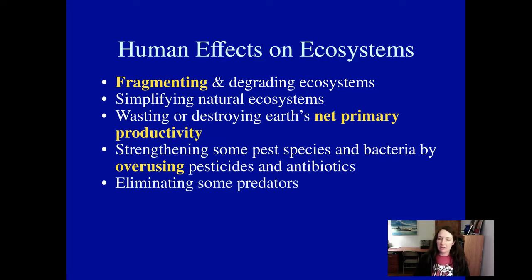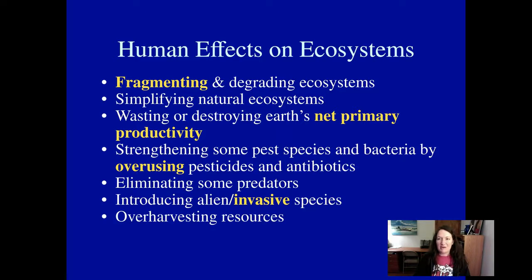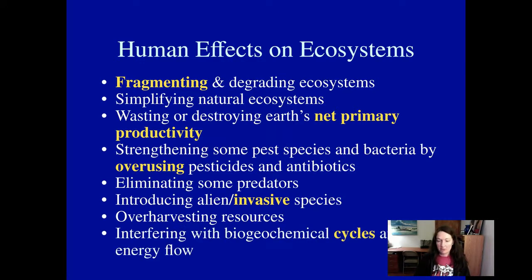We also eliminate predators, which can cause a complete disruption of an entire ecosystem. And then introducing alien and invasive species, which also completely disrupts an ecosystem and possibly kills off native species. So all of these different things that we're doing are causing our ecosystems to go haywire, essentially. Over-harvesting resources is another thing. We take more than can be regenerated. We are living unsustainably. So all of these things are impacting how populations are surviving or not surviving on Earth.